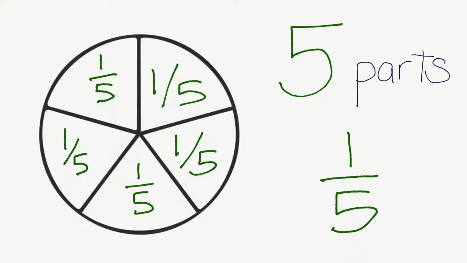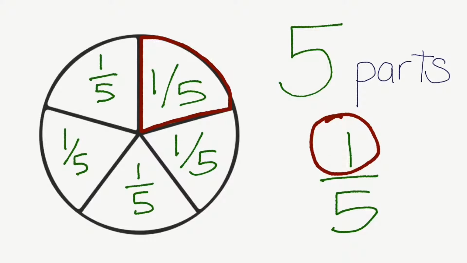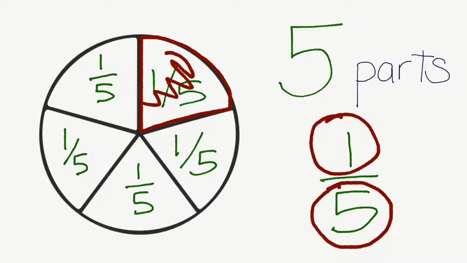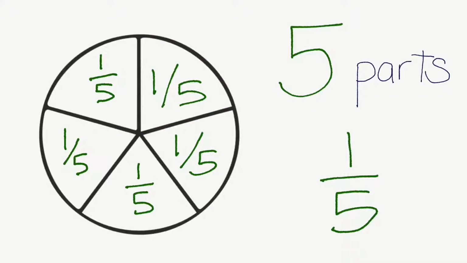So when I'm talking about 1/5 of the circle, the 1 on the top means how many parts I'm looking at right now. I'm looking at 1 part. This bottom number tells me how many parts I have all together. 1 of these 1, 2, 3, 4, 5 parts. So now we know what 1/5 looks like.